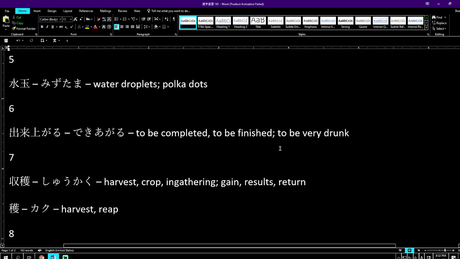Number 5 is mizutama. We have mizu on the left for water and tama on the right for a pearl, a bead, or a shape like a circle. Mizutama are water droplets or polka dots.